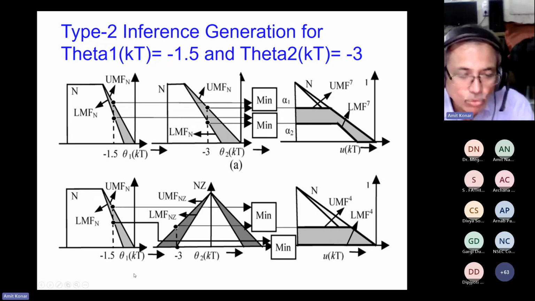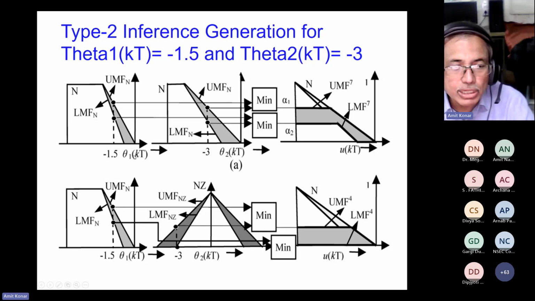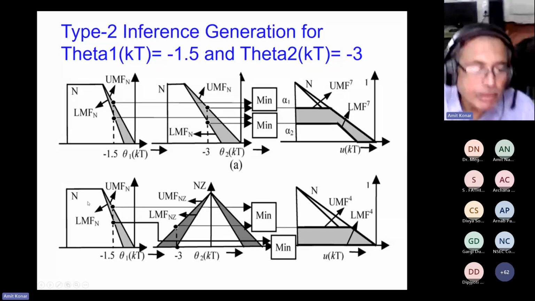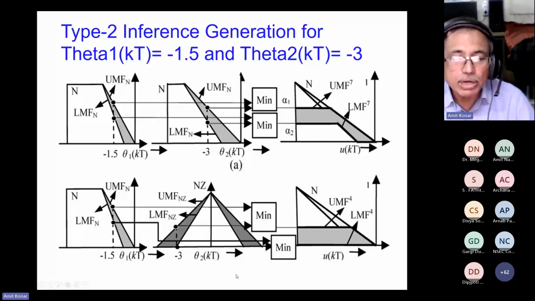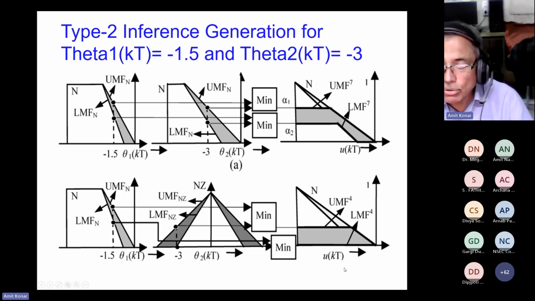Similarly, for a second rule to trigger with the same value of theta 1 equal to minus 1.5, theta 2 equal to minus 3, the second rule says, if theta 1 is negative but theta 2 is near 0, then the control signal is negative. In the previous case, theta 1 is negative, theta 2 is also negative. Just see the value, both are negative. In this case, we get a signal like this.